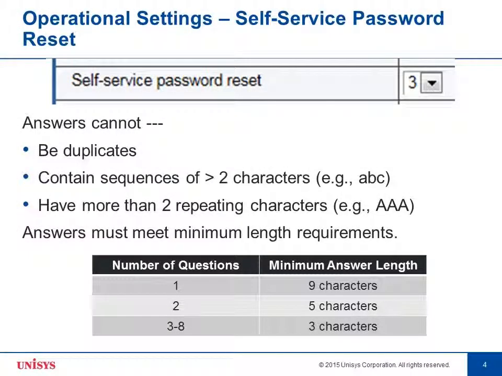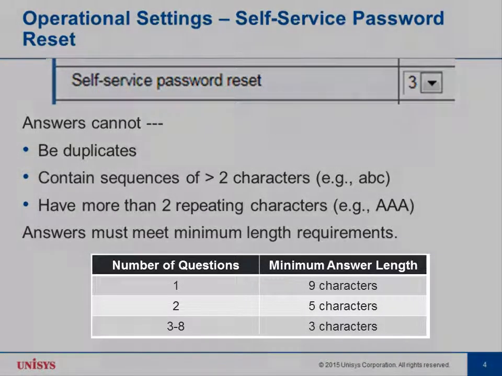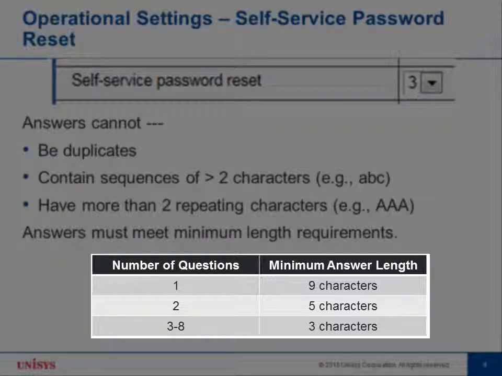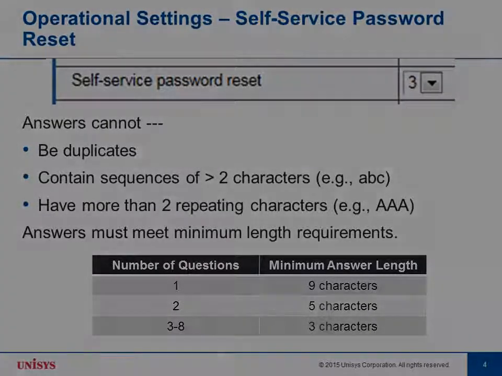The answers to the self-service password reset questions have to meet certain criteria. They can't duplicate one another. None of them can contain sequences of more than 2 characters, such as ABC. They can't have more than 2 repeating characters, so for example, AAA would not be a legitimate answer. And they must meet minimum length requirements. If there's 1 password reset question, the answer has to be at least 9 characters long. With 2 questions, each answer has to be 5 characters or more. And if there are 3 or more questions, each answer has to be at least 3 characters, and that's the case we're going to demonstrate here.